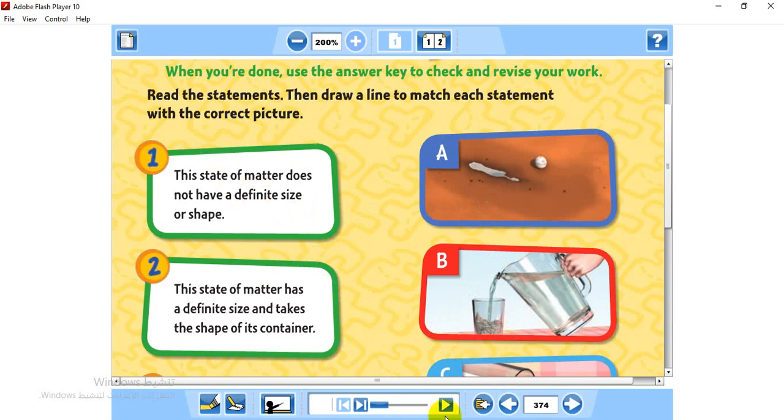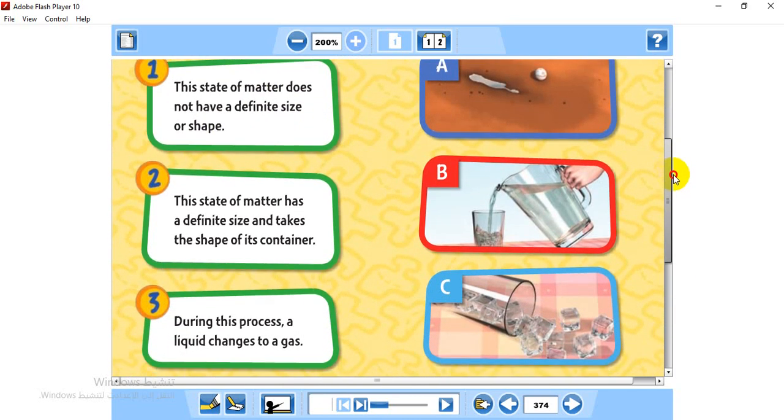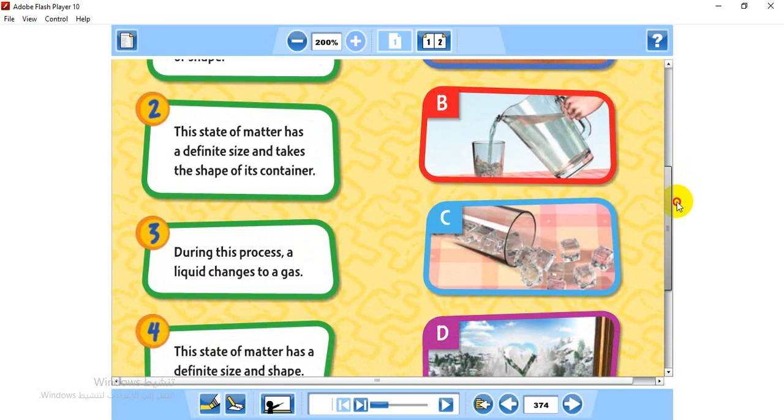Okay guys, so let's start with the first description. Number one, this state of matter does not have a definite size or shape. All of us know this. Which scientific term is this definition related to? The state of matter does not have a definite shape or volume. If you remember, try to select the appropriate image that is correct for definition number one. Okay, let's see.